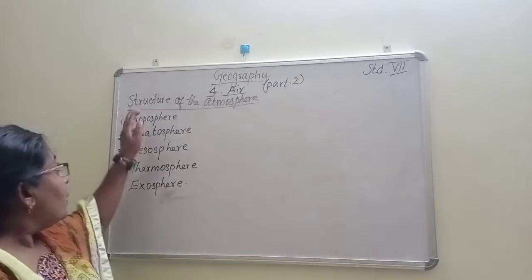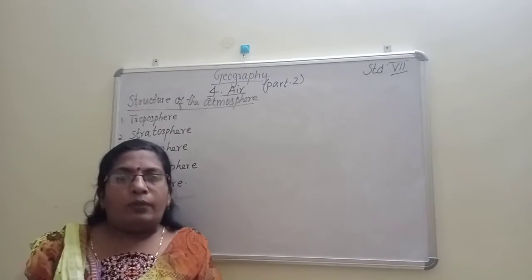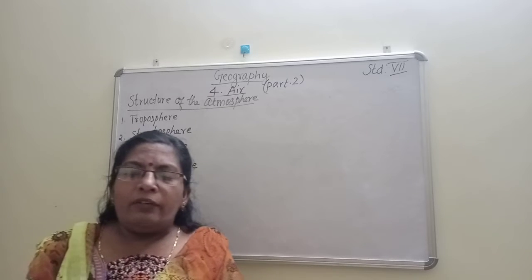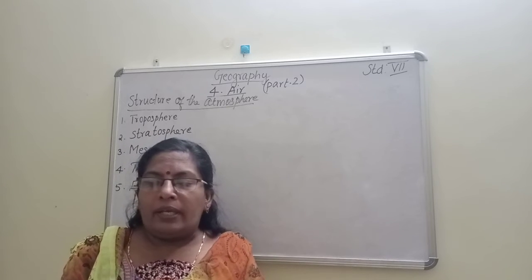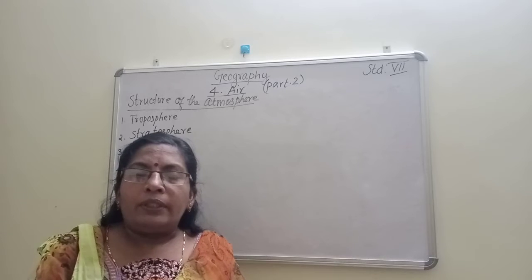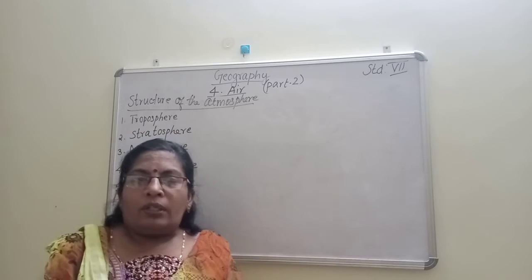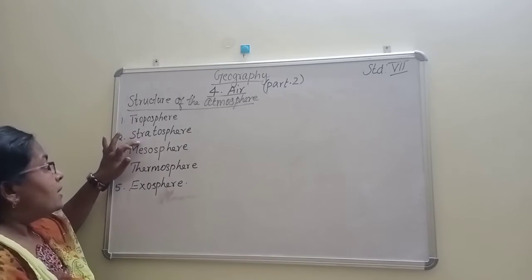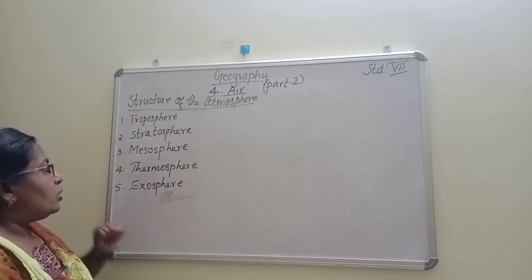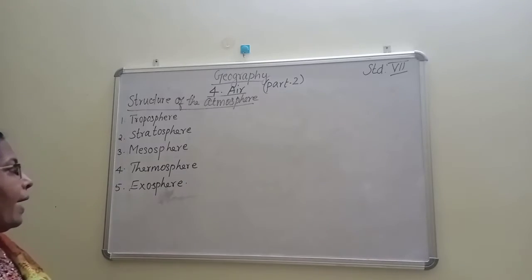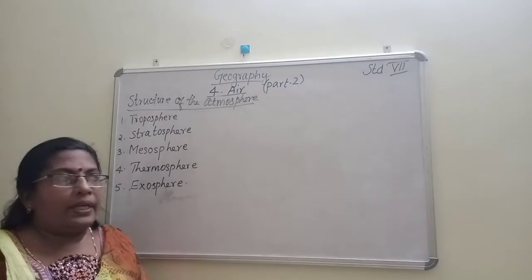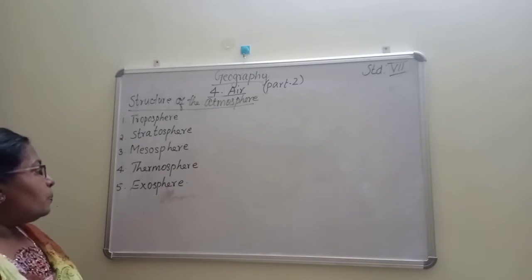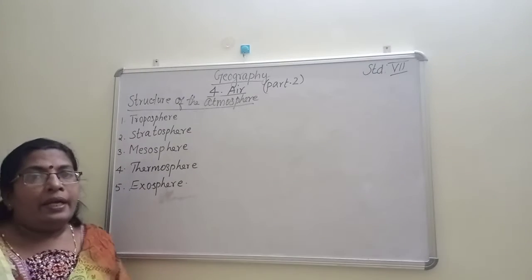Okay, next, structure of the atmosphere. Our atmosphere is divided into 5 layers starting from Earth's surface. What are the 5 layers? Troposphere, Stratosphere, Mesosphere, Thermosphere and Exosphere.